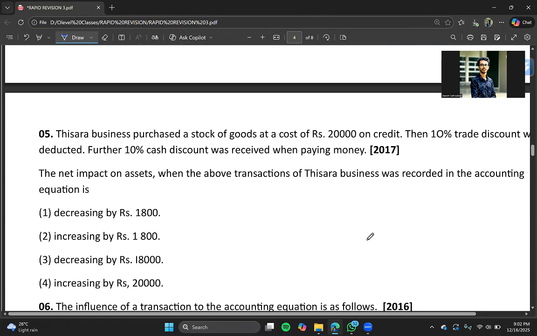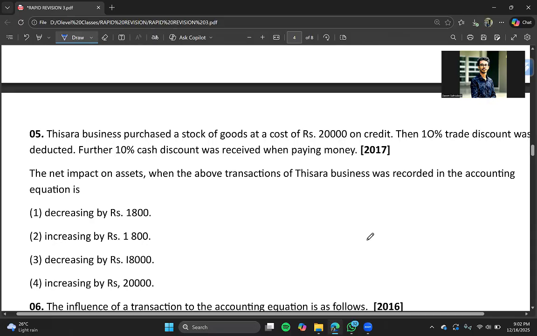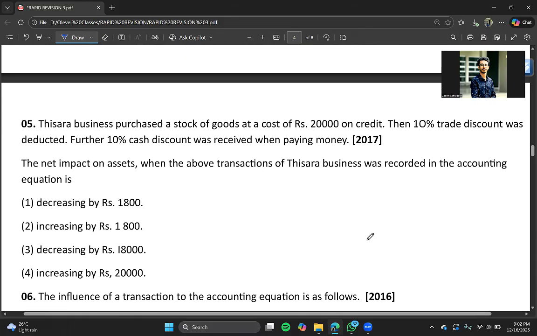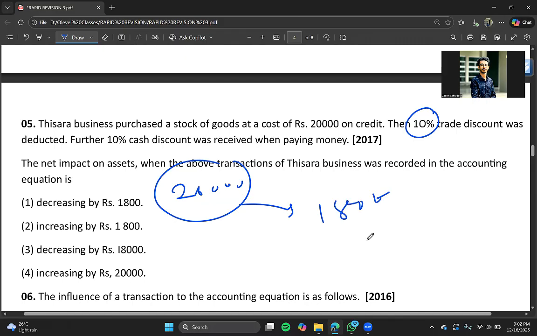This business purchased goods at cost on 20,000 product, and then a 10% discount was deducted. A further 10% cash discount was received when paying money. Let's take it that we have purchased goods worth 20,000. When you are purchasing, a 10% discount is given, that means 2,000 rupees. So your purchase price is 18,000.